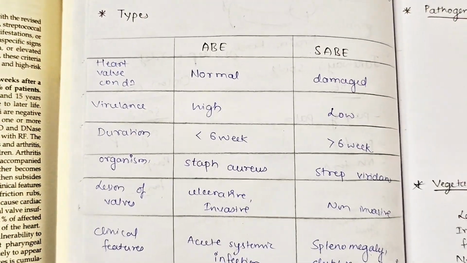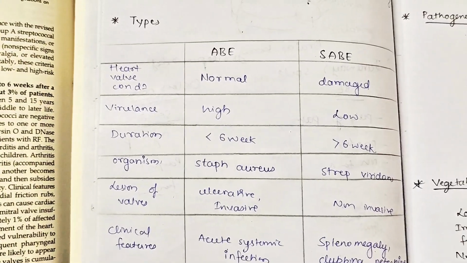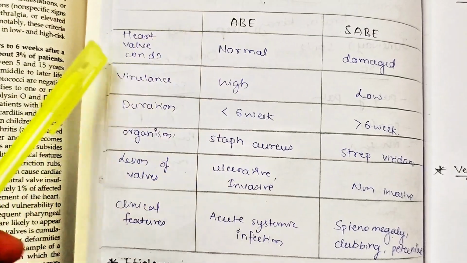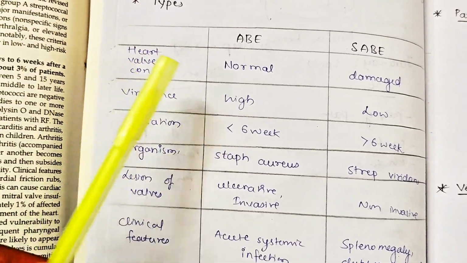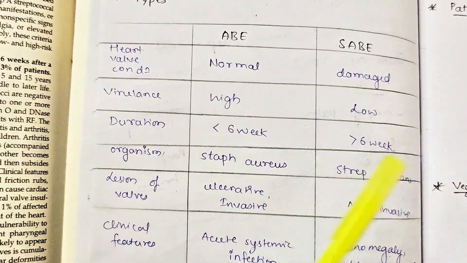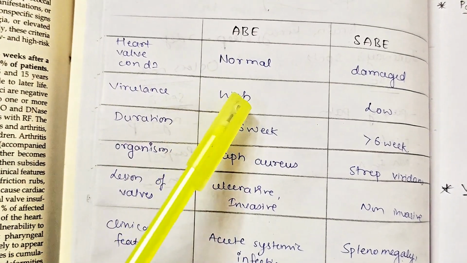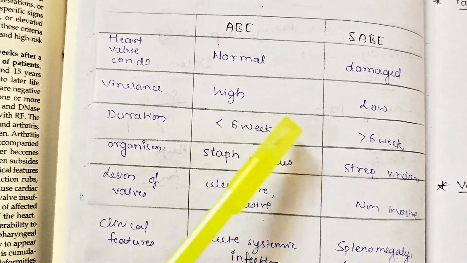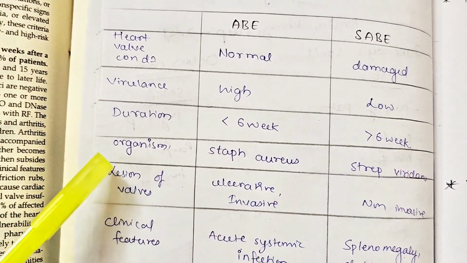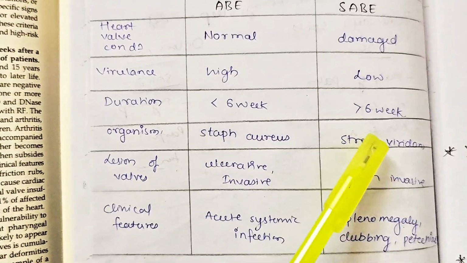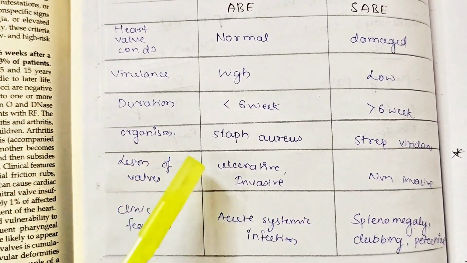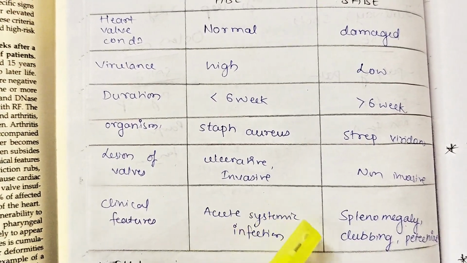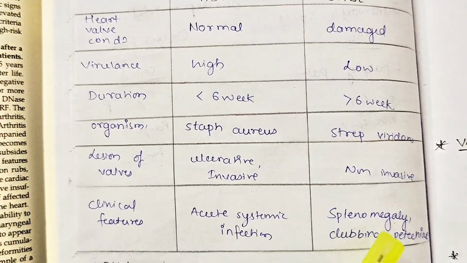Second heading is types. There are two types: acute and subacute bacterial endocarditis, which can be differentiated with these 6 points. First one is heart condition, which is normal in acute, damaged in subacute. As there are highly virulent bacteria in acute bacterial infection, they take less time to infest, and vice versa in subacute. Organism examples: Staph aureus, Streptococcus viridans. Lesion of the wall: here ulcerative and invasive, here non-invasive. Clinical features: here acute systemic infection, here splenomegaly, clubbing and petechiae.